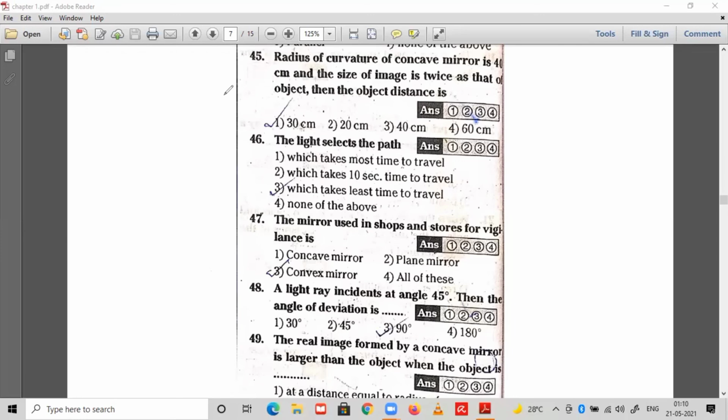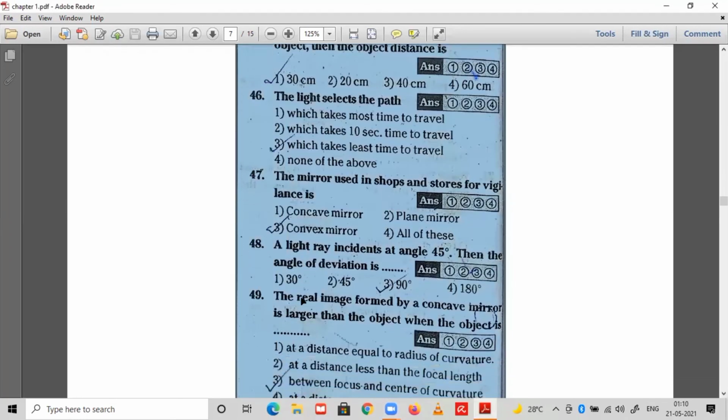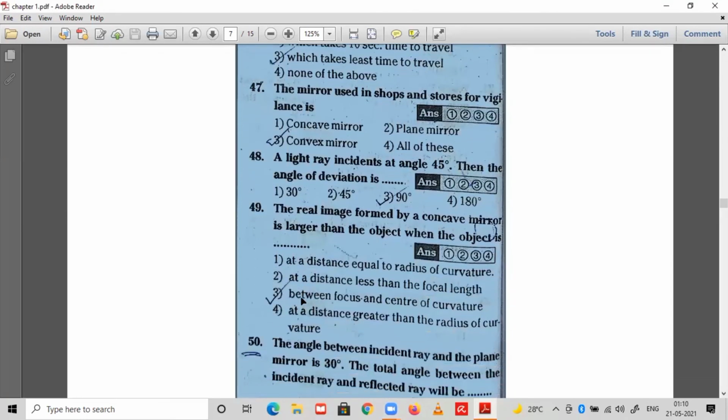49th question. The real image formed by a concave mirror is larger than the object. So the real image is formed, then the object will be placed between F and C. Direct answer. Option 3 is the correct option. For the virtual image, what will be the answer? Will you guess? The object is placed between pole and focus.